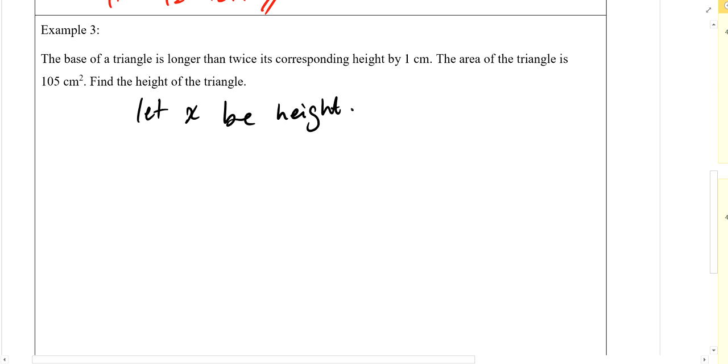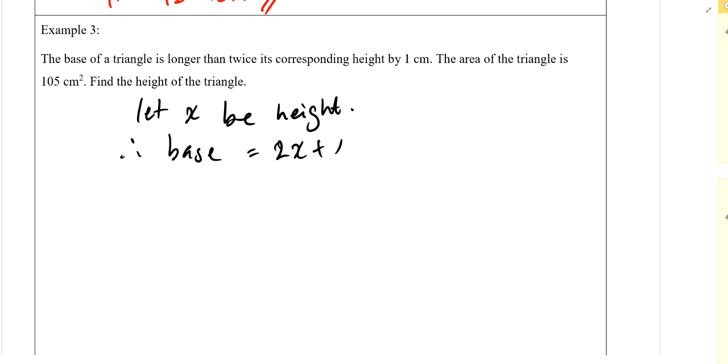Okay, so once we have x as the height, we also need the base of the triangle in order to find the area of a triangle, which they say is 105. So can you form an expression for the base of the triangle? Base equals 2x plus 1, okay? Aiman, do you agree? 2x plus 1? Okay, so it is longer than twice the height by 1 cm.